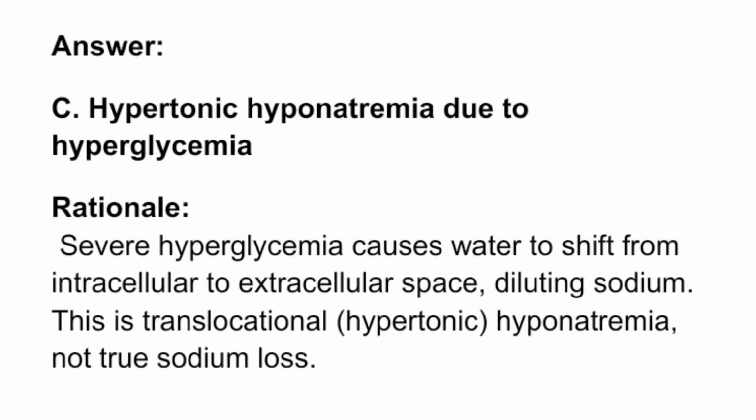Hypertonic hyponatremia due to hyperglycemia. Rationale. Severe hyperglycemia causes water to shift from intracellular to extracellular space, diluting sodium. This is translocational, hypertonic hyponatremia, not true sodium loss.